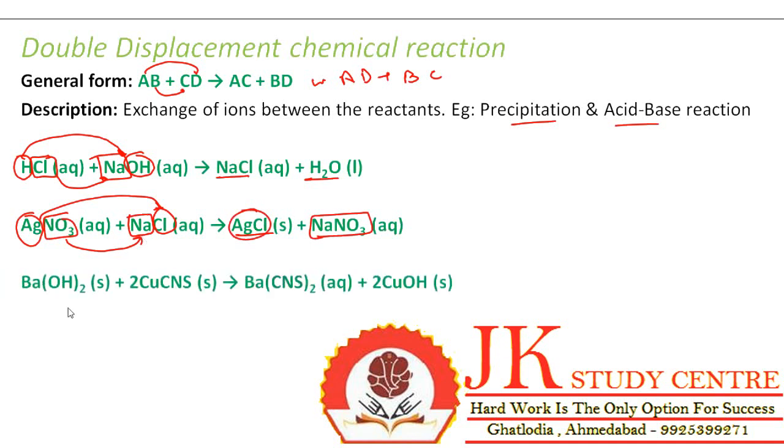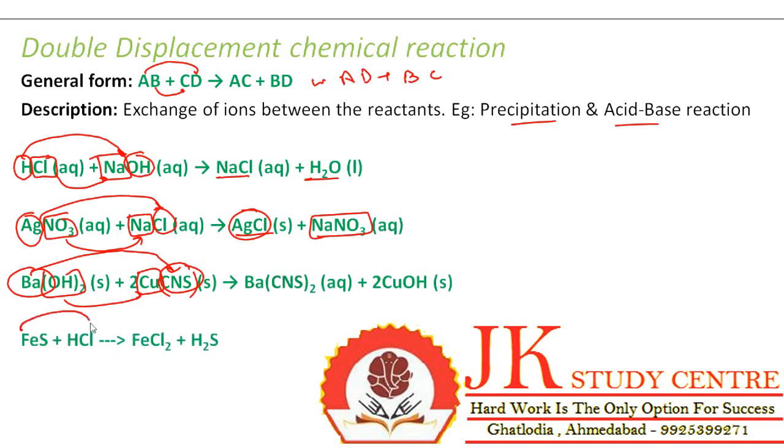Similarly, we have Ba(OH)2 and CuCNS. Ba and CNS form a pair, and Cu and OH2 form a pair, so you get this kind of equation. Here we have FeS and HCl. In this case, Fe and Cl form a pair, and H and S form a pair. So that's what you get. This is an example where double displacement happens. Hope you understand the concept of double displacement, that both the things are displaced.